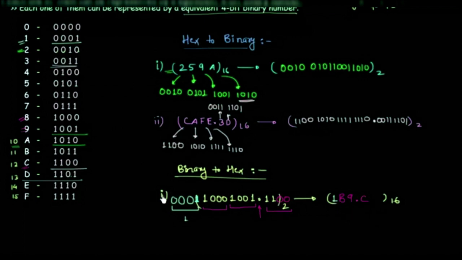Very simple. Adding zeros on the left hand side of the number will not change the number, and also adding zeros on the right side of the number will not change the number. So this is all for binary to hexadecimal conversion. Now we will move to homework problem.